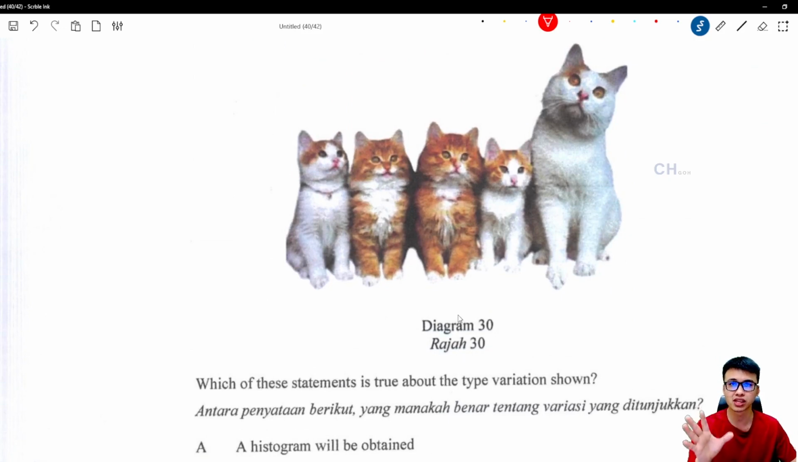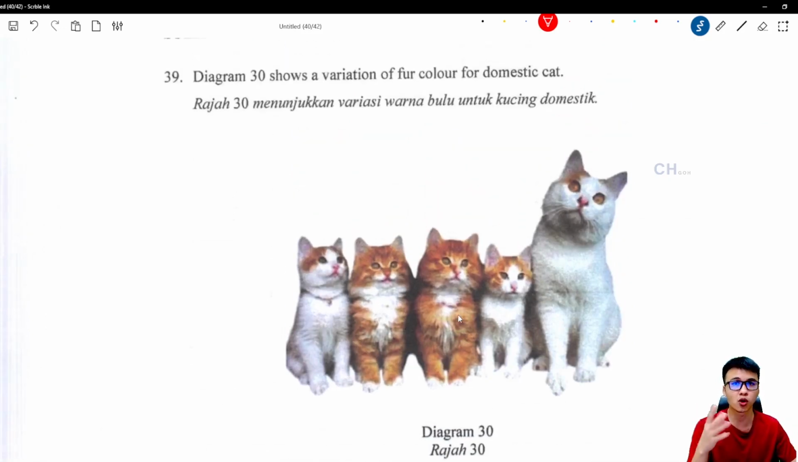First of all, we need to understand, is this discontinuous or continuous variation? By looking at the colors, we can actually see that the cat is either white fur or orange fur, correct? So I'm sure this one is discontinuous variation. Discontinuous variation.